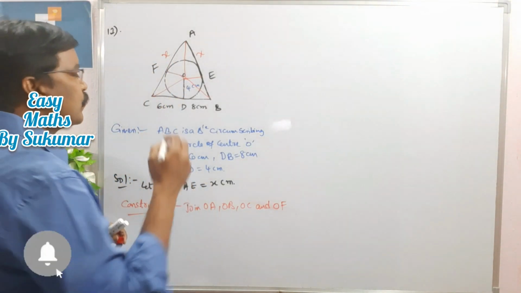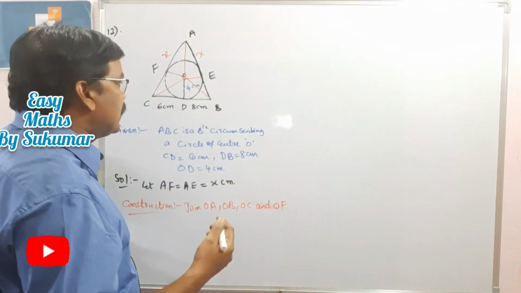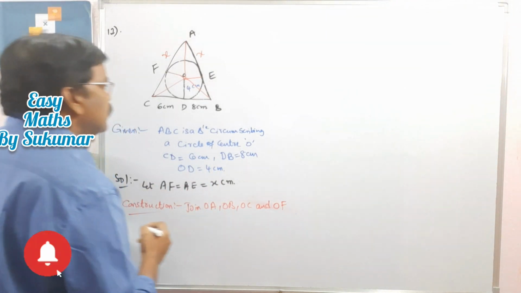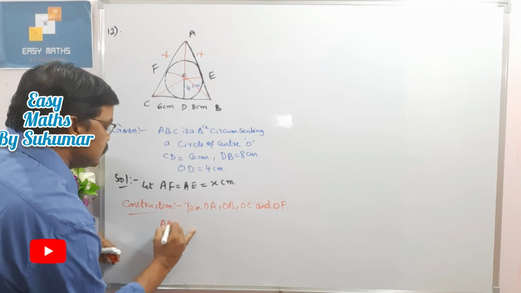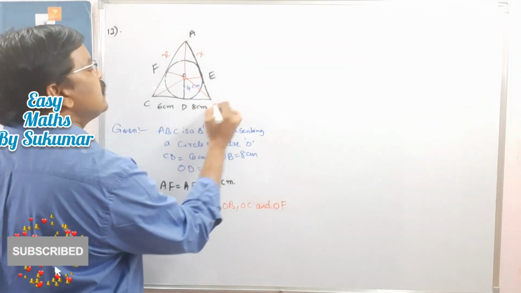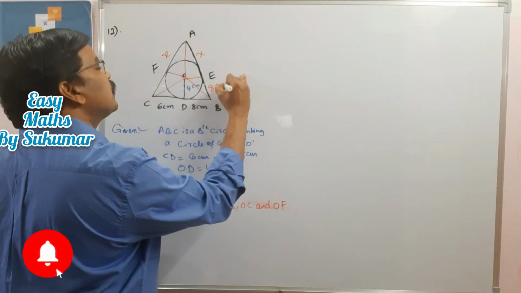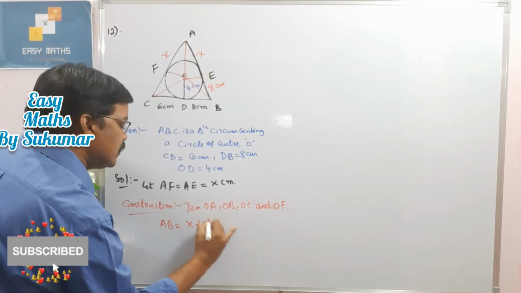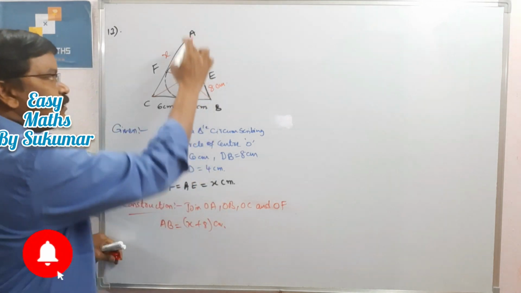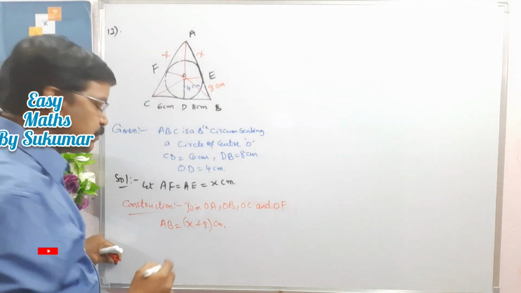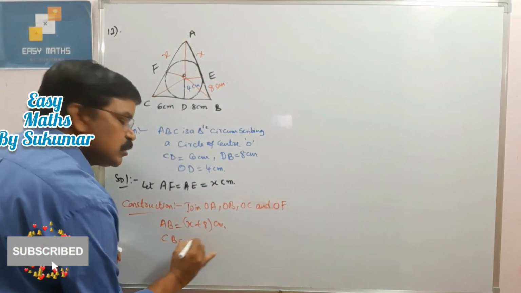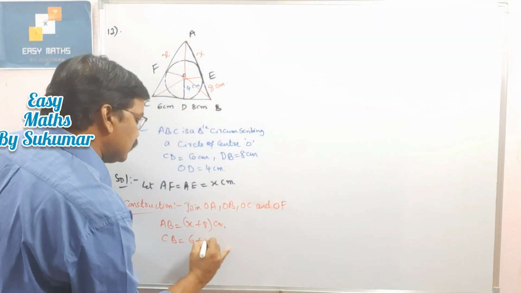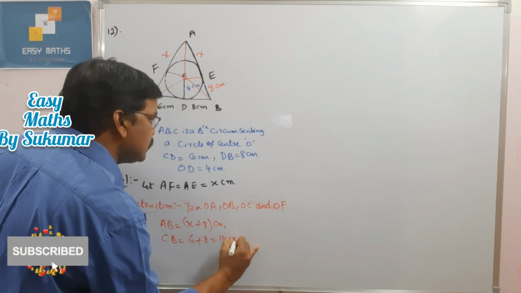Here let me write first the lengths of the sides of the triangle. What is AB here? See, this is x centimeters and this is 8 centimeters. Therefore, the length of AB is x plus 8 centimeters. What about the length of CB, my dear students? This CB is 6 plus 8, that is equal to 14 centimeters.